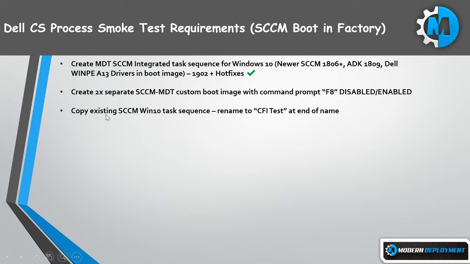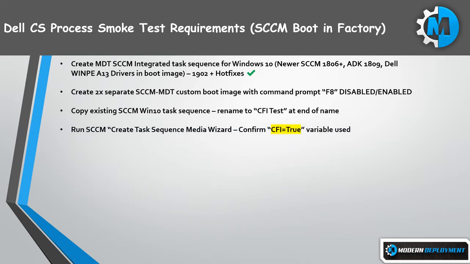I normally make a copy of my existing production SCCM task sequence once I get it working with Windows 10, and simply rename it at the end to -CFI R1 or something to that effect. And we'll show that in the demo. You need to run the SCCM create task sequence media wizard and make sure that you have the variable on the next to the last page that says CFI equals true.